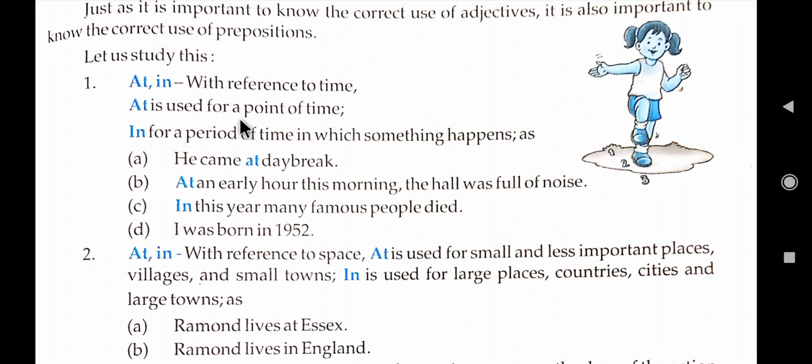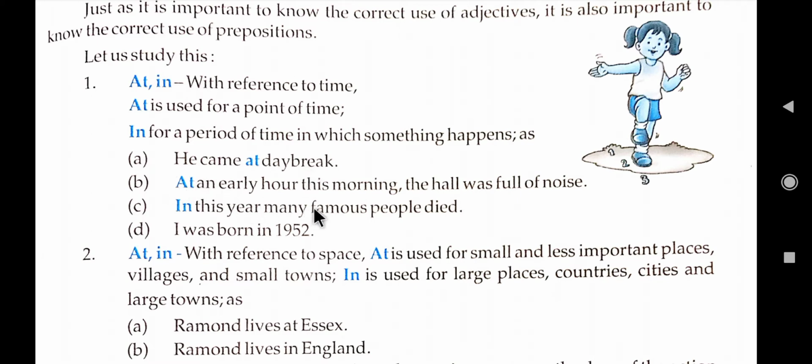At is used for a point of time. When a specific time is given, then you always use the preposition at. In is used for a period of time in which something happens. So in is used for the duration of a time. Now see the example. He came at daybreak. So a specific time is given, daybreak. So you use the preposition at.